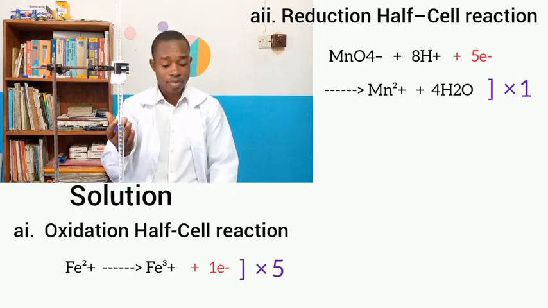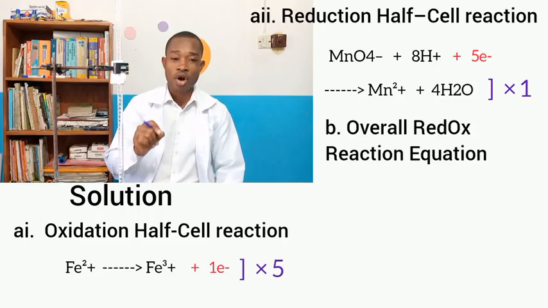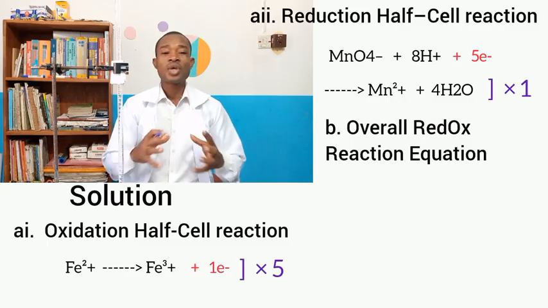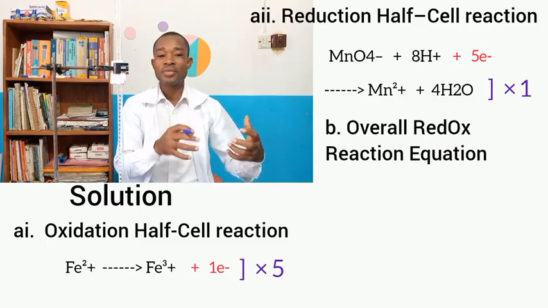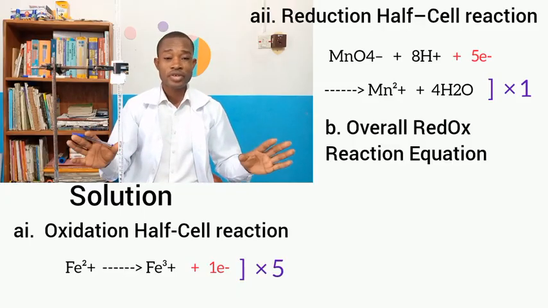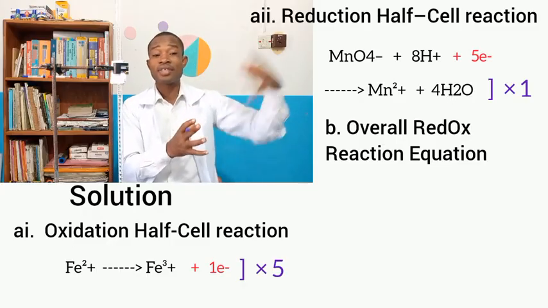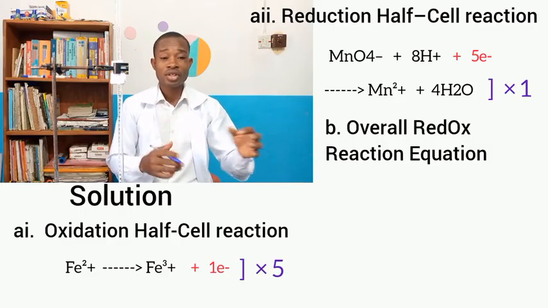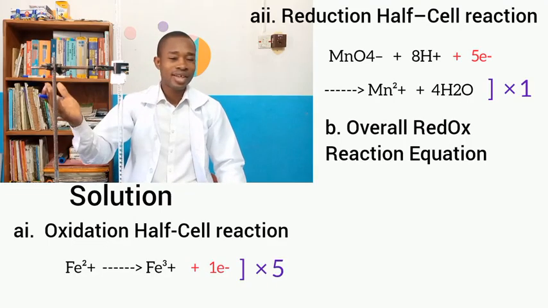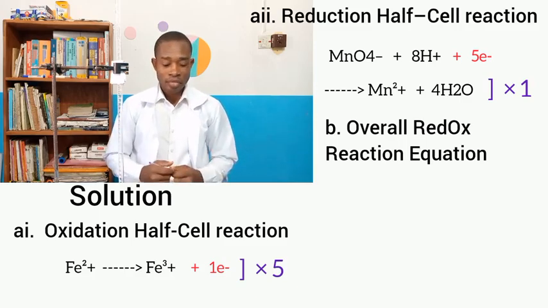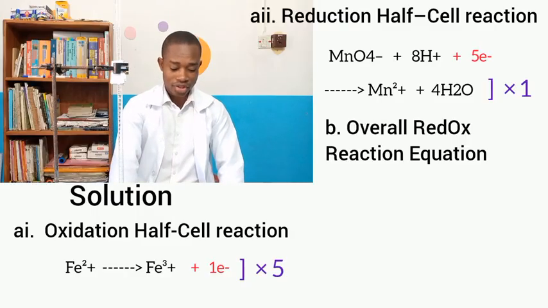Now, the second part of the question, that's the B part, we are asked to write the overall redox reaction equation. So this is a simple process now. Once you are able to handle the half cell reaction equation, the overall becomes very simple, because all we have to do there is simply to combine what we have in the half cell reactions. We'll combine the oxidation reaction to the reduction reaction and then get our final product just exactly as we have them in the half cell reaction equation. So our overall redox reaction equation is going to be, are you ready?